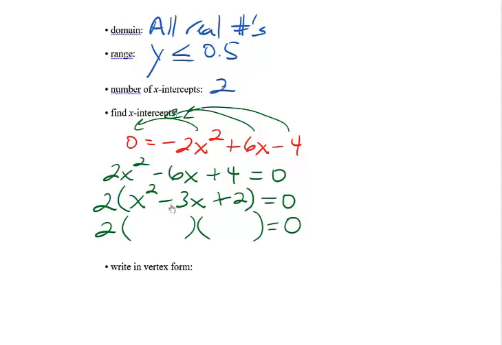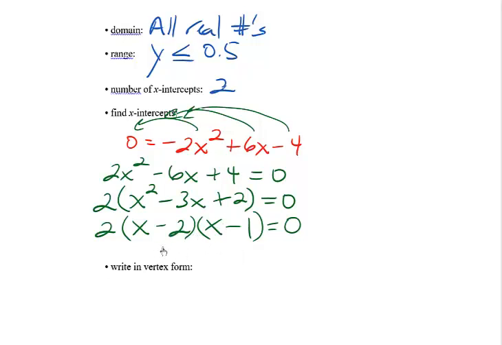You could use the Xbox method, but I think that's really overkill when the numbers are extremely simple like this. The only way you're going to get an x squared is x times x. The only way you can make a 2 is 2 times 1. I just need to make sure the middle part works out. Let's see, if it's a positive 2 and a negative in the middle, the only way that would work is a couple of negatives. And I think that's it. Negative 2x minus 1x makes negative 3x. There's my positive 2. Great, we're all set.